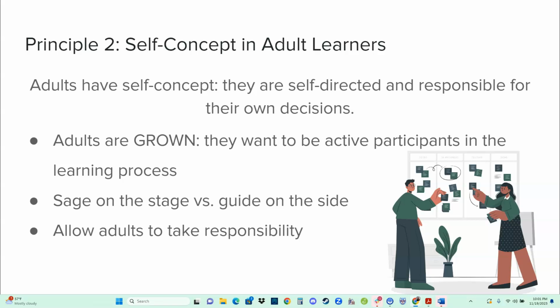The concept is sage on the stage, right? Where they are giving us this divine knowledge, right? When we're working with adult learners, we're really more of a guide on the side, right? Because adults are a little bit more capable, right? They're a little bit more independent. And this is a good thing. It's good to allow adults to take responsibility for their own learning. So there's a couple of examples of how we can support the idea of self-concept in adult learners.